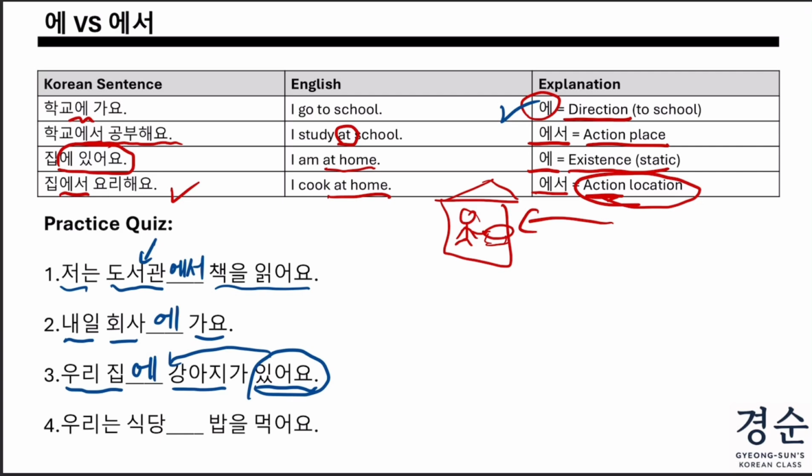Okay? And number 4, 우리는 식당 밥을 먹어요. So we, 식당, canteen or restaurant. Okay? 밥을 먹어요. Have a meal, or like a direct translation, 밥 is rice. Okay? To have a meal or to eat. So the answer is 우리는 식당에서. Why? Because the action of eating occurs in the restaurant, right?